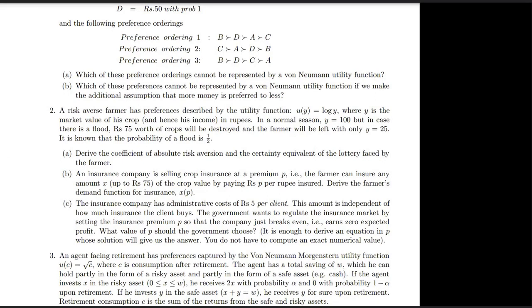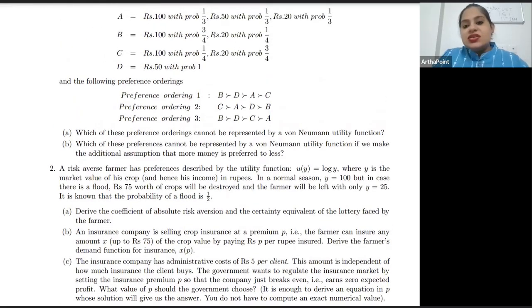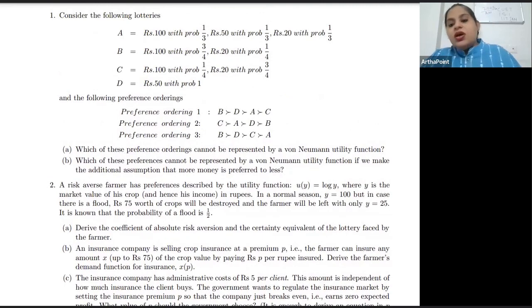Can you please give some hint about the first question? So this is a very simple question. You just have to know the definition of the von Neumann-Morgenstern utility function, and try to see what is being satisfied or not. So what you can do is find out the expected utilities. For example, here A is 100 with probability 1/3, 50 with probability 1/3, and 20 with probability 1/3. You just have to first of all find the expected values.